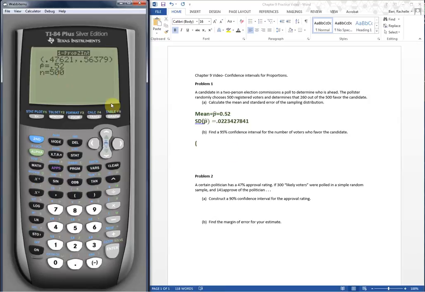There we go. It gives us our p hat, gives us our sample size, and more importantly, it gives us our interval. So I'm going to go ahead and put that in part B, with a comma. I like to put a little space here so it's clear. Probably should put a 0 too, so it's a little easier to read.